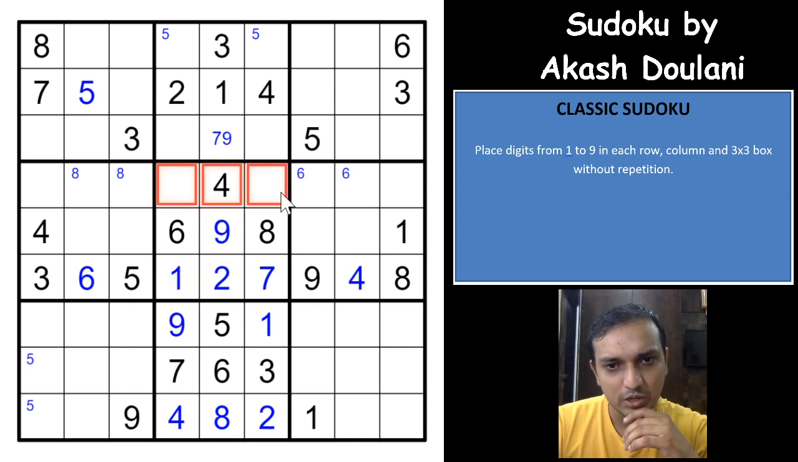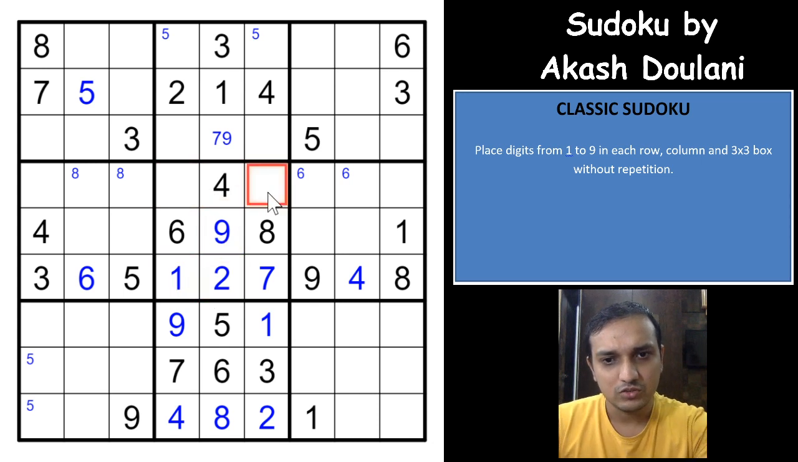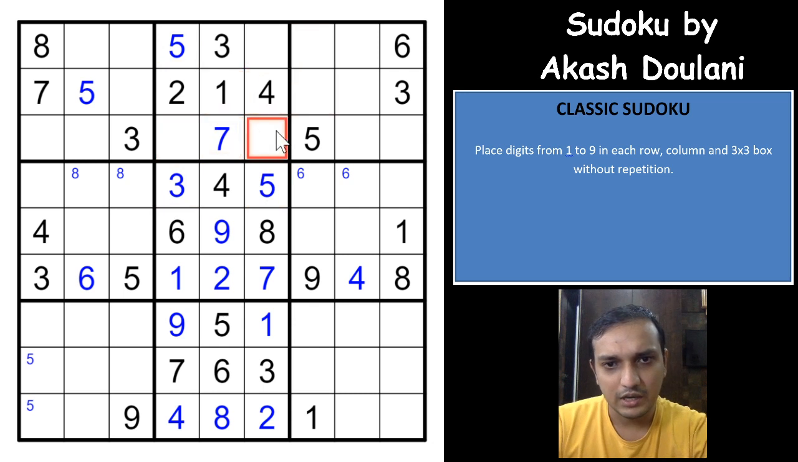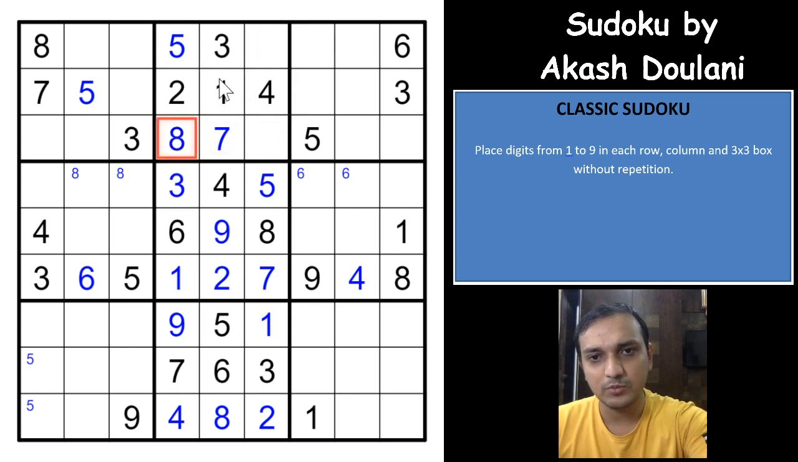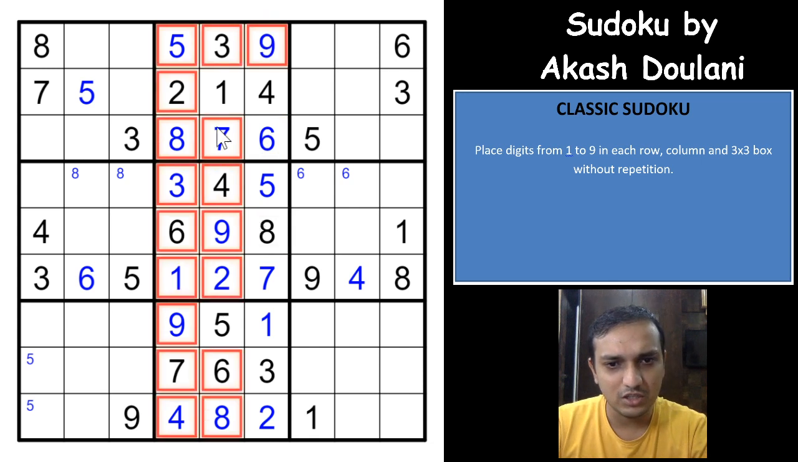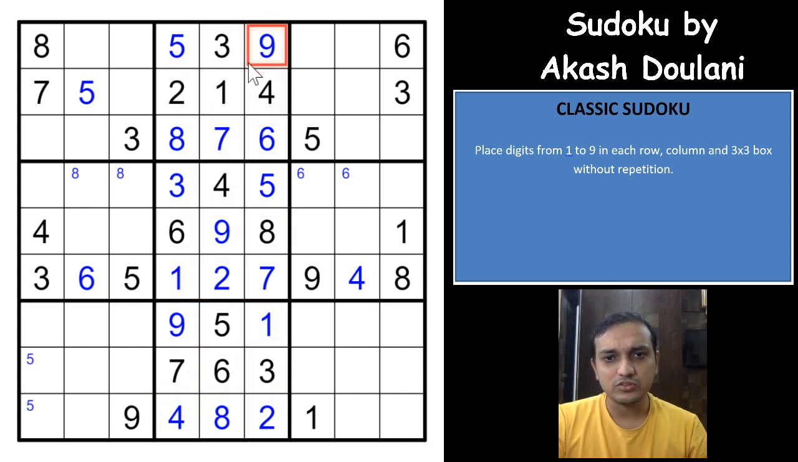So you have 3 and 5 here to be placed. This would have to be 5, this is 3, that gives you a 5 here, that gives you a 7 here, and 6, 8, and 9. So this would have to be 8, this is 9, this is 6. Wow. So we have completed the 3 middle boxes. That was very fast actually.